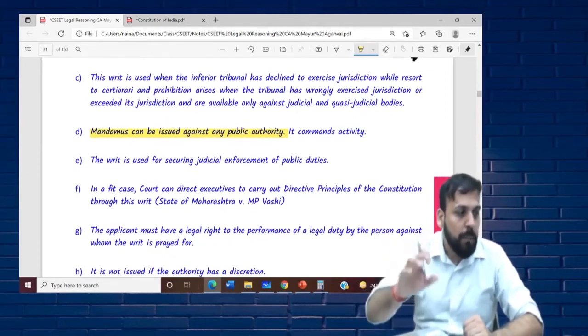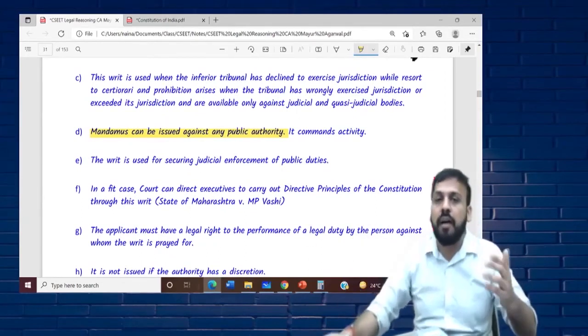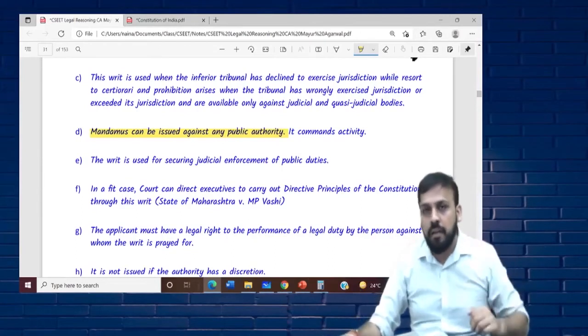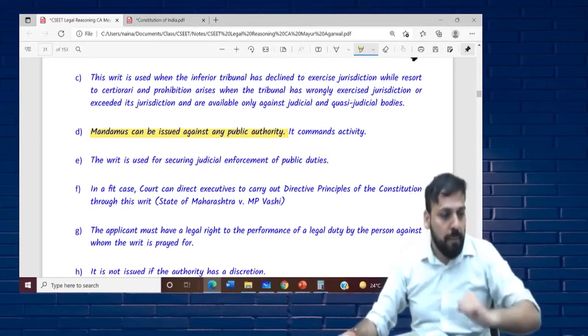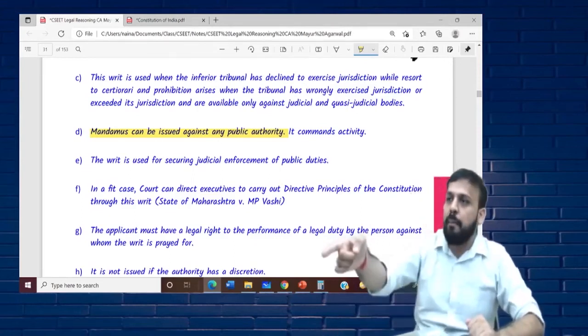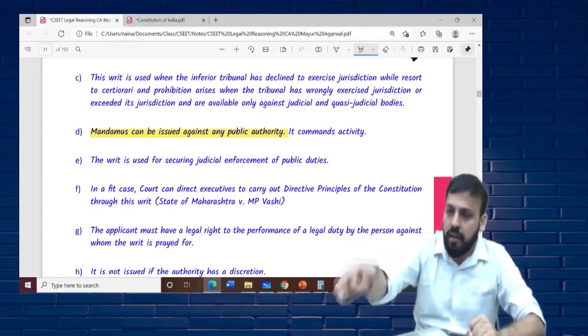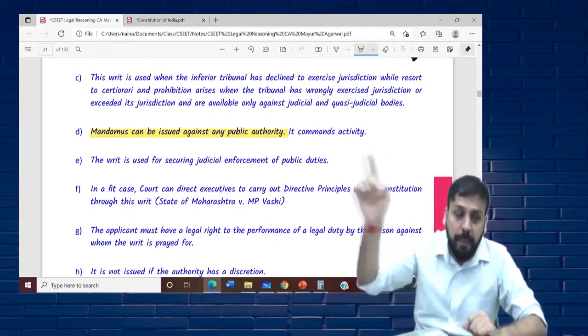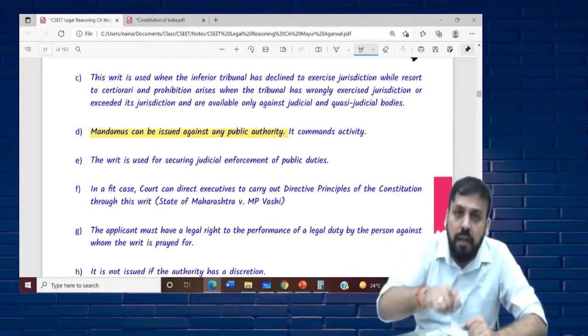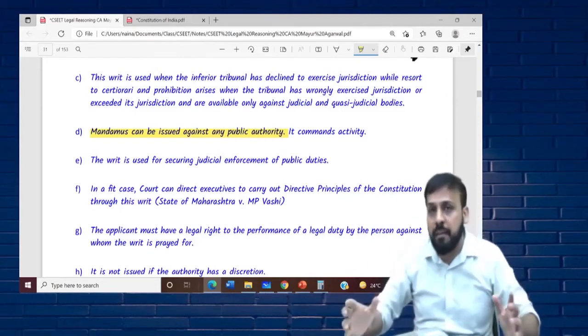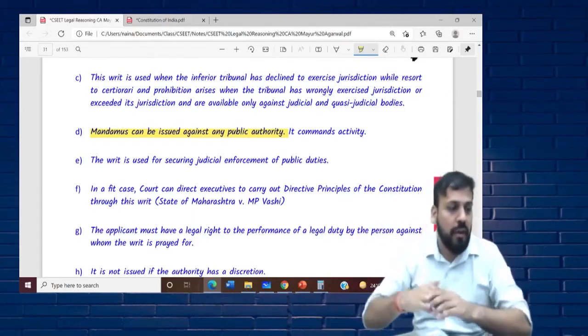Or the public authority is not doing its work. Suppose the Ganga Safai Abhiyan is not completed. Someone files a writ of mandamus. The court asks the public authority why the project is delayed and tells it to complete the project. Getting the project done, getting the work done by the public authority, is called mandamus.